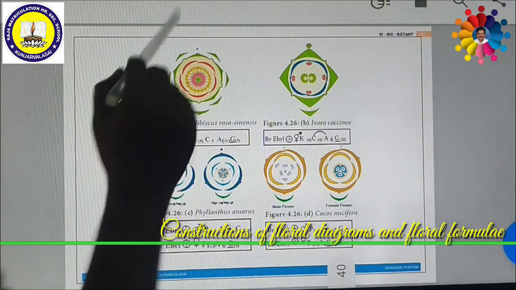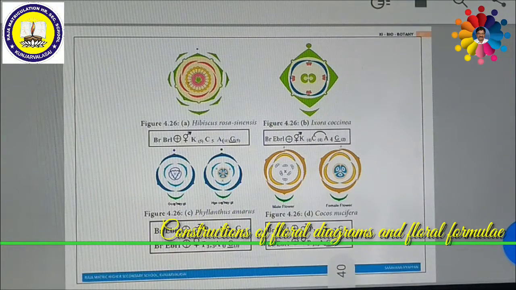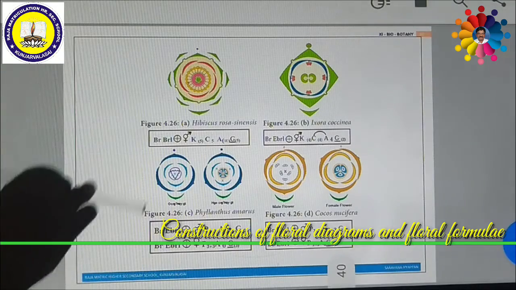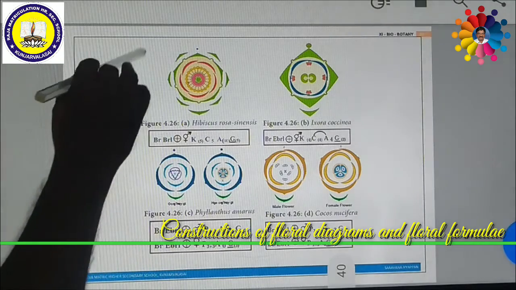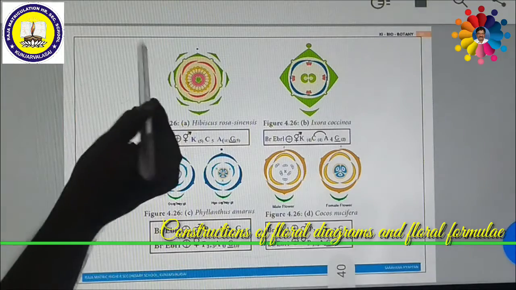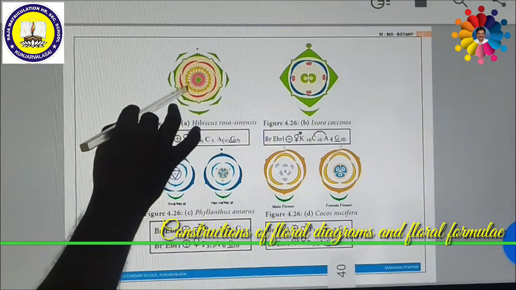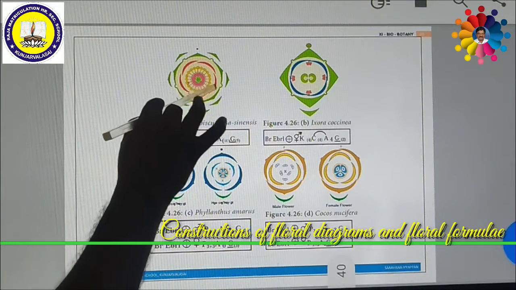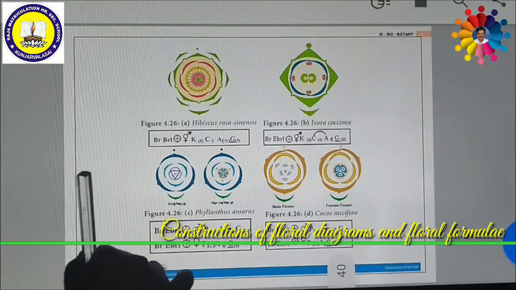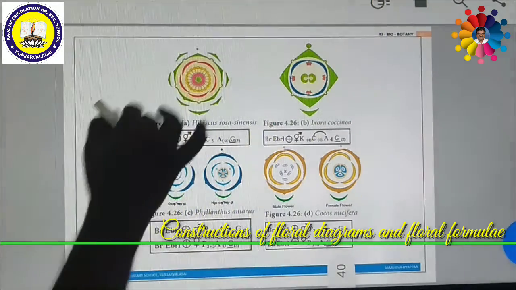So if you draw the floral diagram, we are able to write the floral formula as well. So in such a way, floral diagram and floral formula can be studied. The next picture is showing Ixora coccinea, idli poo. If you see hibiscus, these are pentamerous. Pentamerous means all the whorls have 5 or multiples of 5. 5 sepals, 5 petals, multiples of 5 of androecium, 5 carpels. So these are pentamerous.